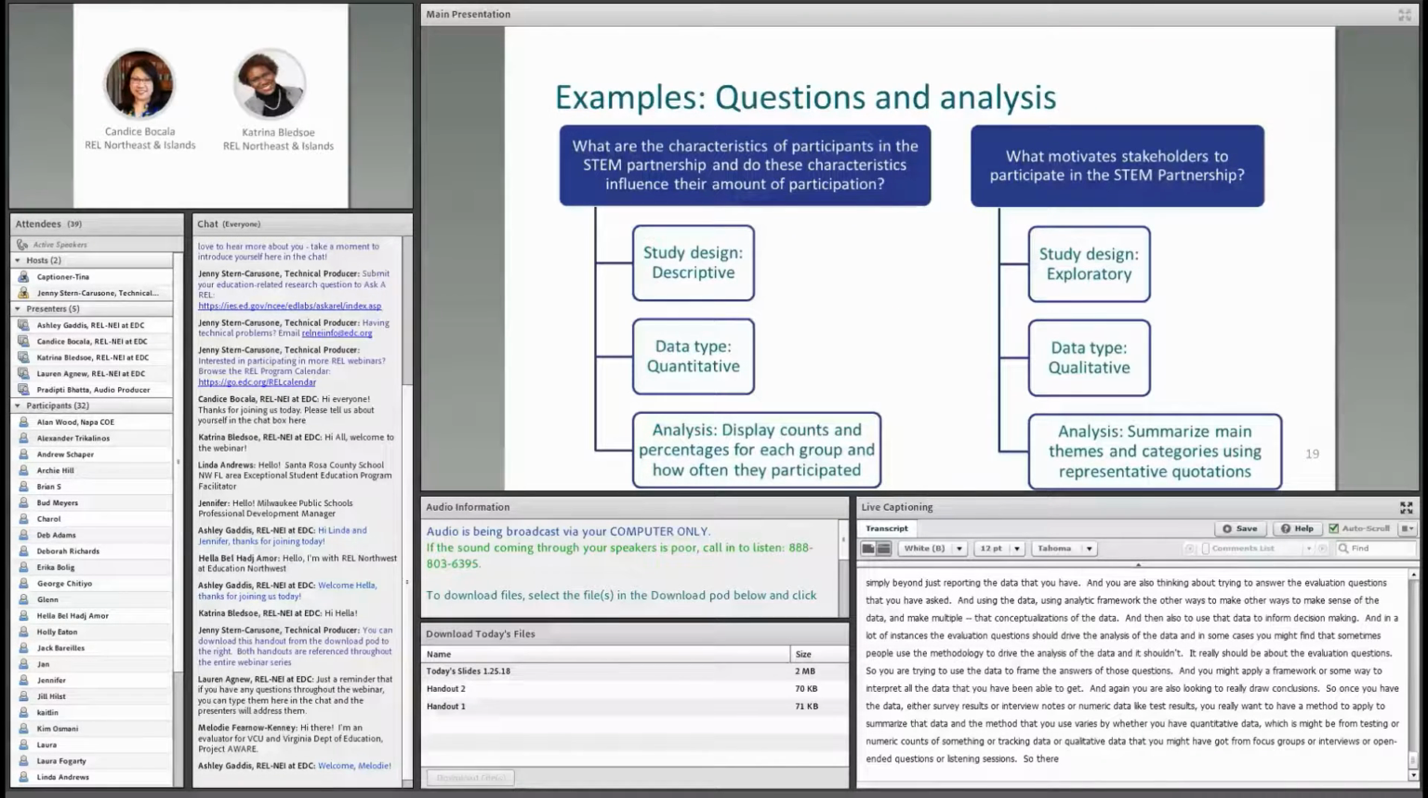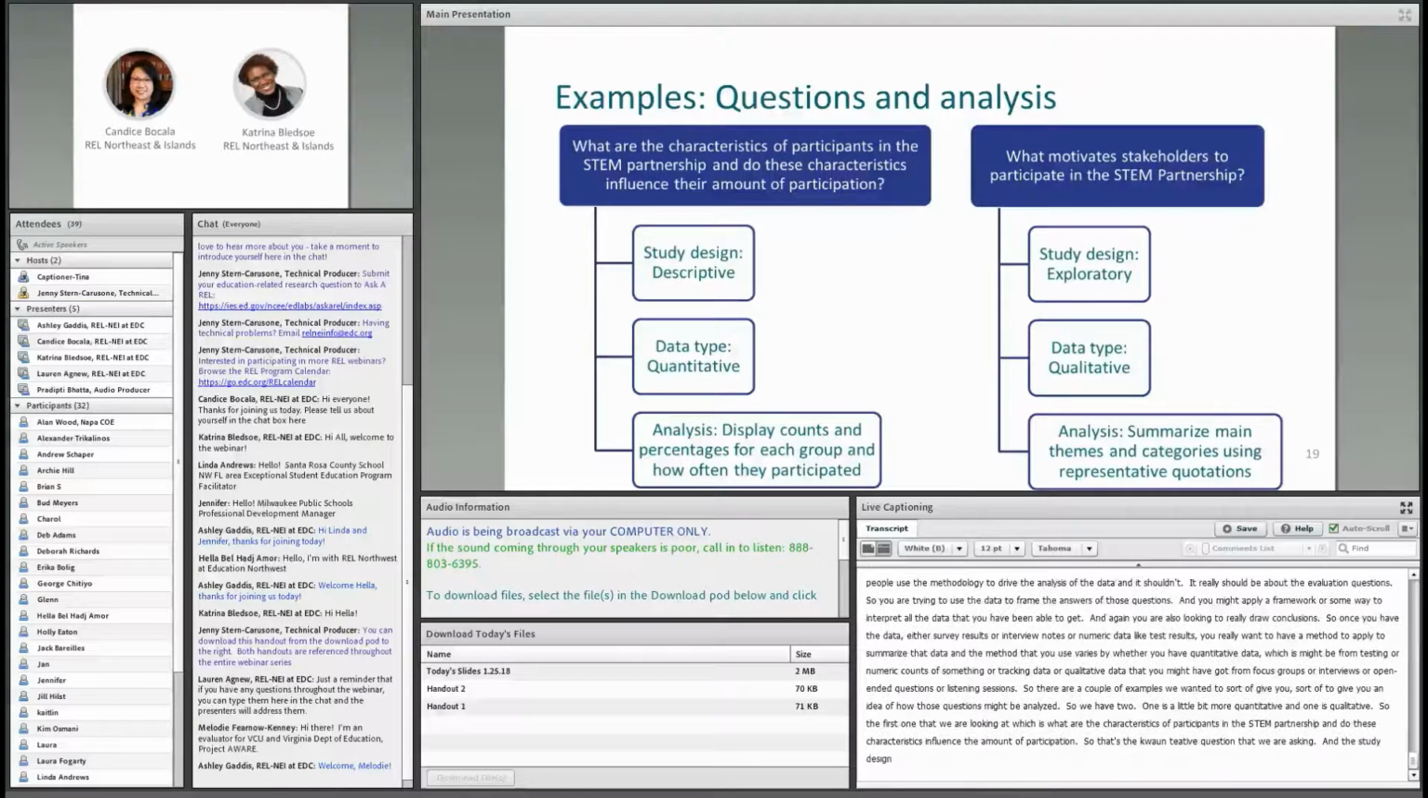So there are a couple of examples we wanted to give you an idea of how those questions might be analyzed. So we have two. One is a little bit more quantitative and one is qualitative. So the first one that we're looking at, which is what are the characteristics of participants in the STEM partnership, and do these characteristics influence the amount of participation? So that's the quantitative question that we're asking.